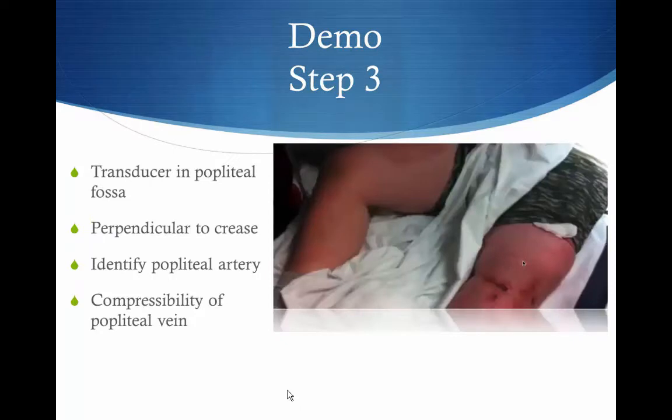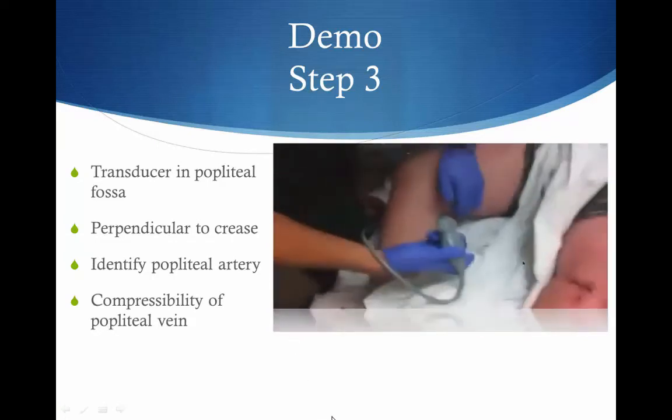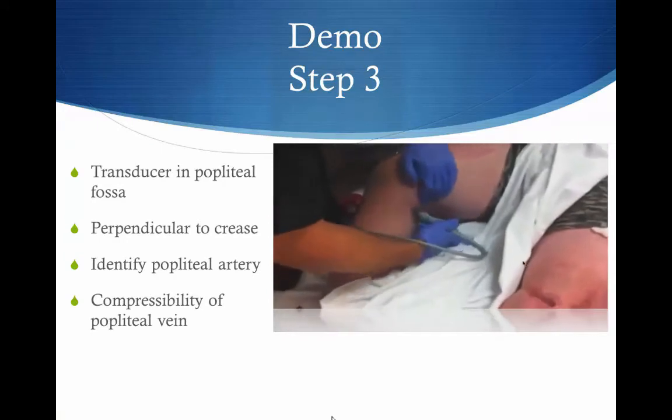Then next, you're going to go into the popliteal fossa, and just reminders, you're going to get right in that fossa, right in the crease, perpendicular to it. You're going to find the artery, find the popliteal artery. That's very important. And then check compressibility of the vein. And once again, we'll see if this novice sonographer knows what they're doing. Right there, right in the crease.